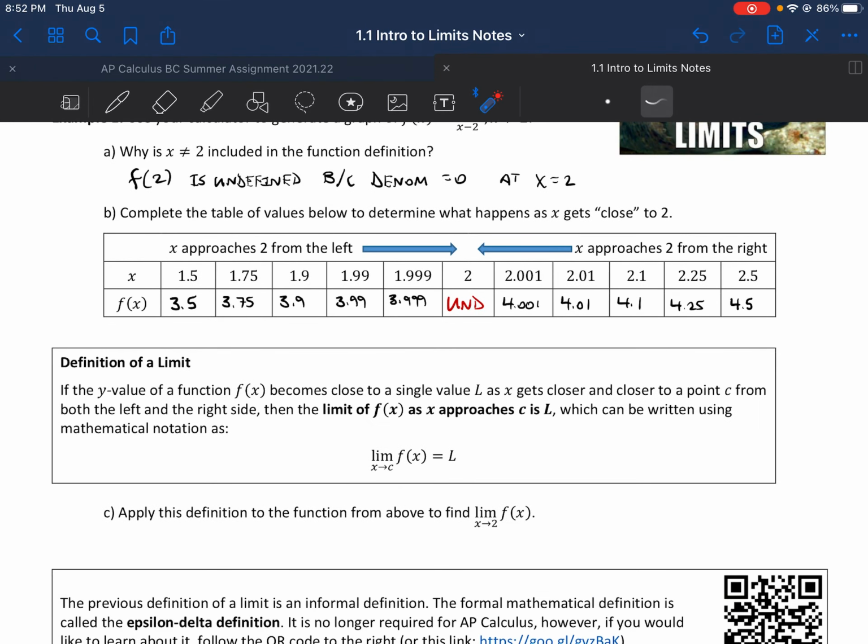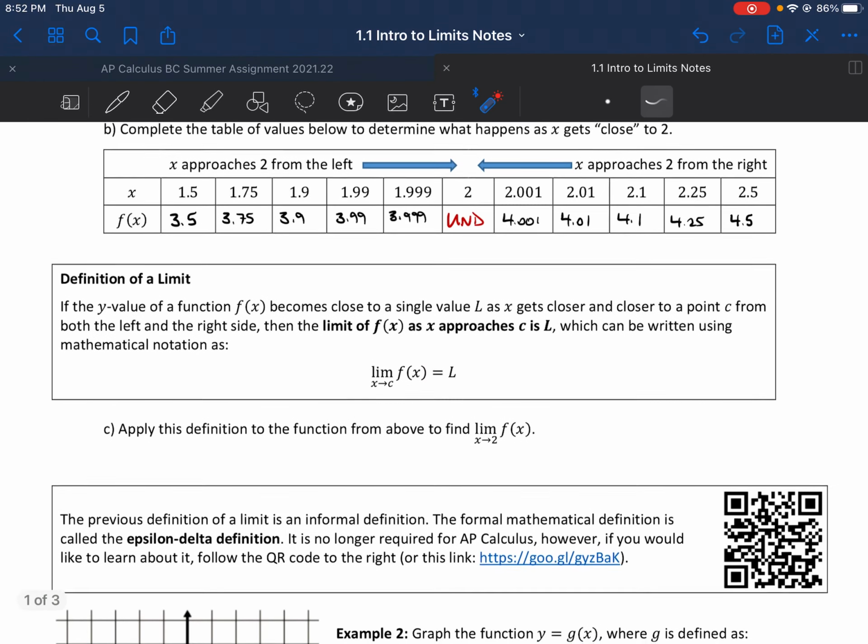If the y value of a function f of x becomes close to a single value L as x gets closer and closer to a point C from both the left and the right side, then the limit of f of x as x approaches C is equal to L, which in mathematical notation is this right here. So this is saying the limit of f of x as x values approach C equals L. L would be what we call the limit.